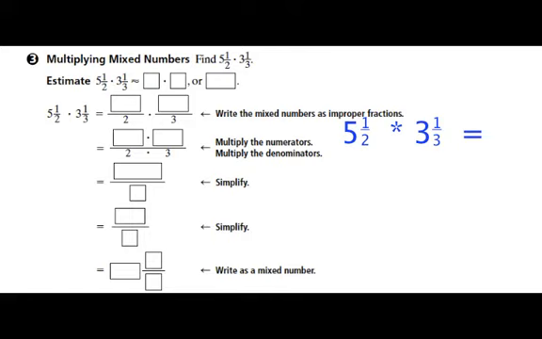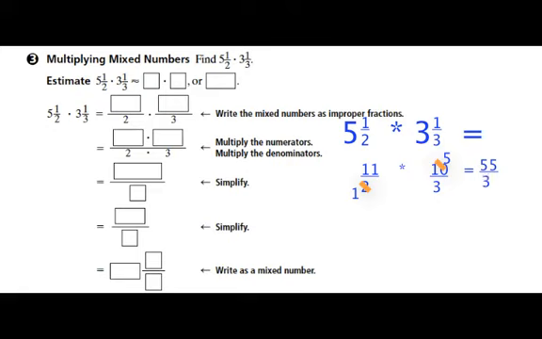So 5 1/2, well, 2 times 5 is 10 plus 1 is 11, so we have 11 halves. 3 1/3, 3 times 3 is 9 plus 1 is 10, so we have 10 thirds. Ask yourself if there's anything you can cross cancel. We can cross cancel the 2 and the 10. 2 goes into both 2 and 10. So 2 divided by 2 is 1, and 10 divided by 2 is 5. So now we have 11 times 5, which is 55, and 1 times 3, which is 3.